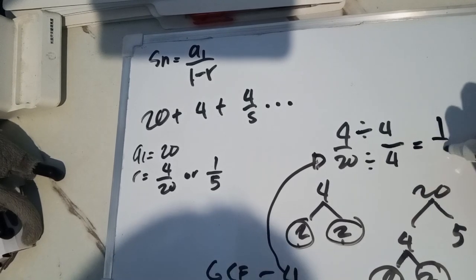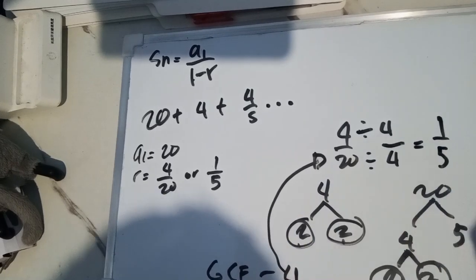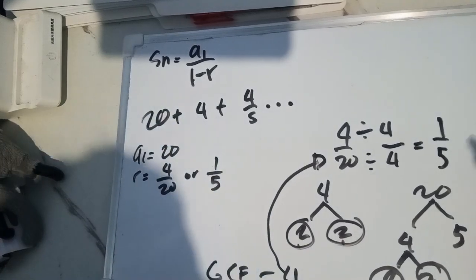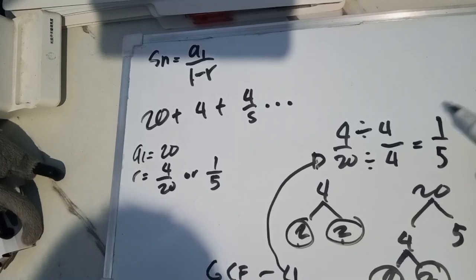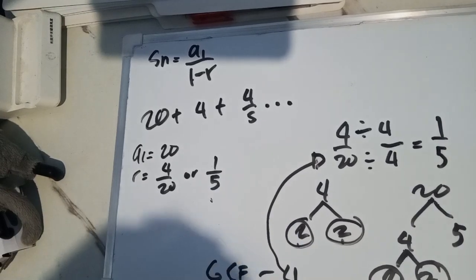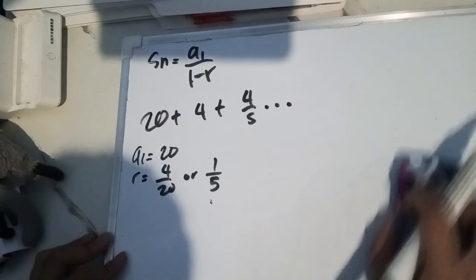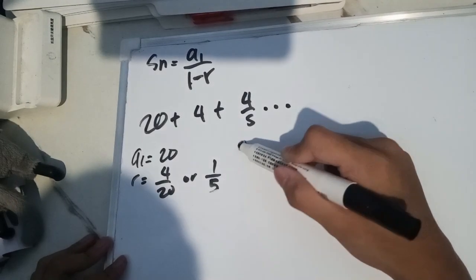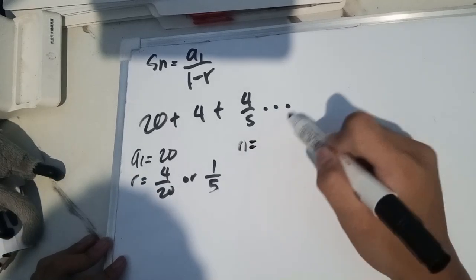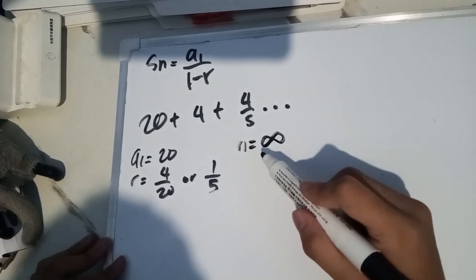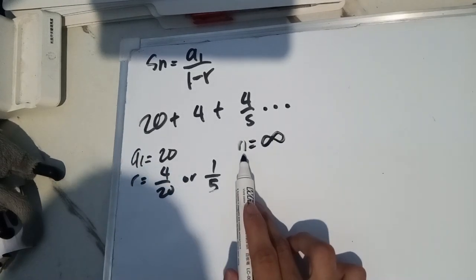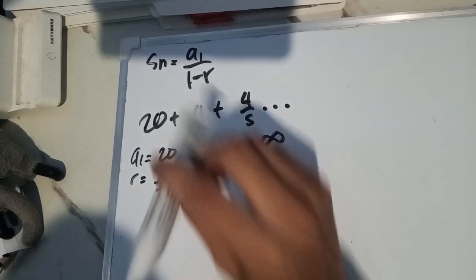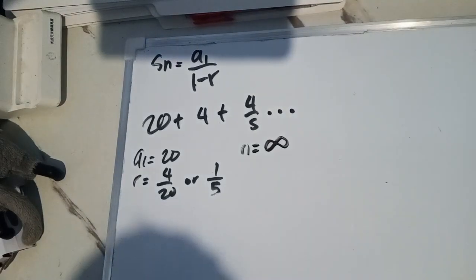Now, 1 over 5. 4 over 20 and 1 over 5 is parehas lang. Okay? We just lowered it by GCF. So, this is our common ratio. Kaya natin nakuha si 1/5. Now, our number of terms is definitely infinity. Okay? And actually, hindi natin kailangan ito isulat if alam na natin na ang hinahanap is infinite geometric series, since walang n dito sa formula natin.